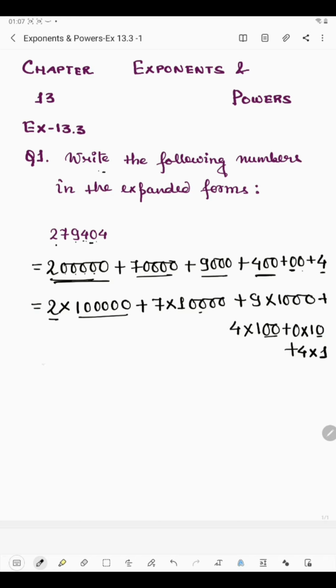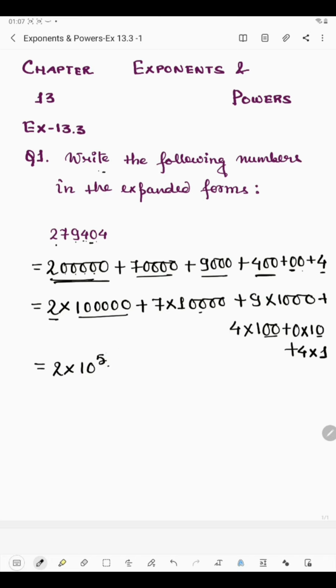Now we will write in power form. So 2 multiplied by, here how many zeros are there? This is 1 2 3 4 5. So it will be 10 to the power 5. If you multiply the base, which is 10 here, 5 times, then you will get 1 lakh.